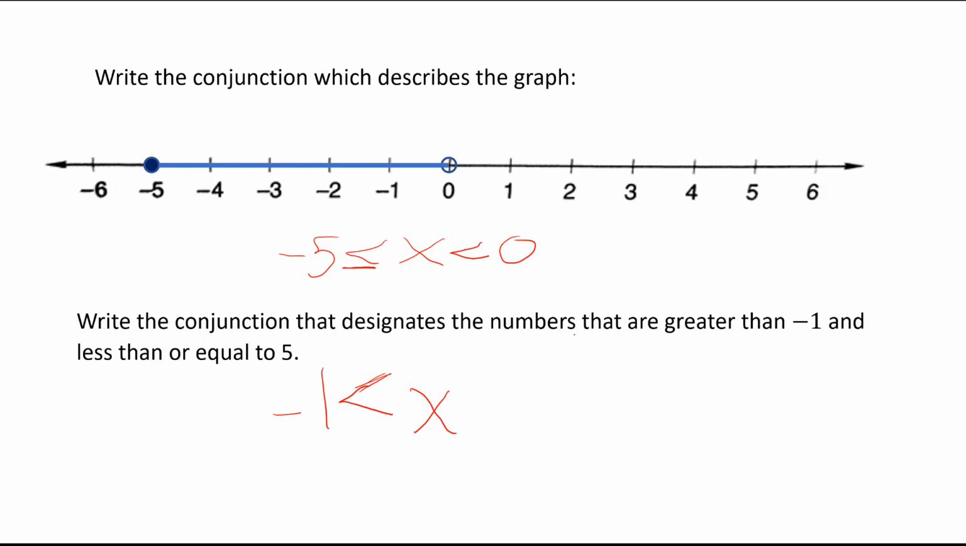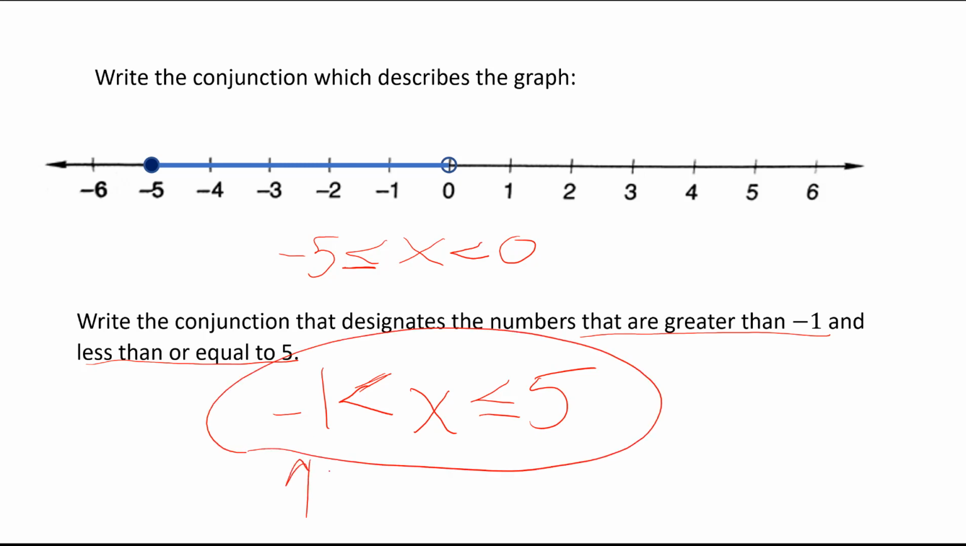So it says numbers that are greater than -1. So that's what we have right here. -1 is less than the numbers. And then also these numbers need to be less than or equal to 5. So x is less than or equal to 5 and x is greater than -1. So this is how we would write it. We would put the smaller number down here, put x in the middle, and put the big number over here, and the signs point to the left because you're saying -1 is less than x and x is less than or equal to 5.